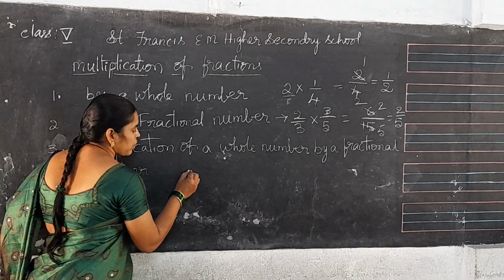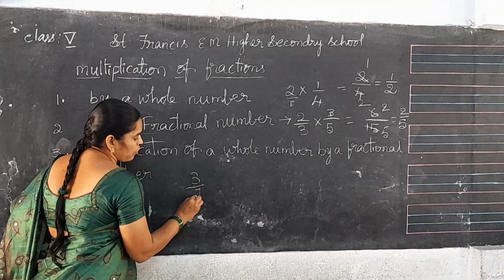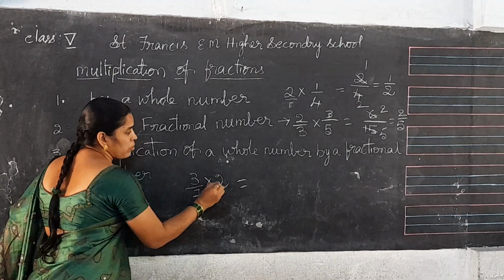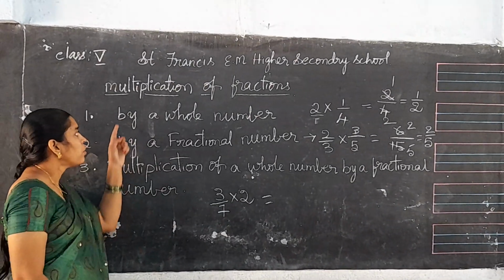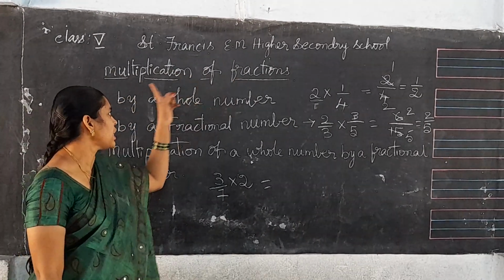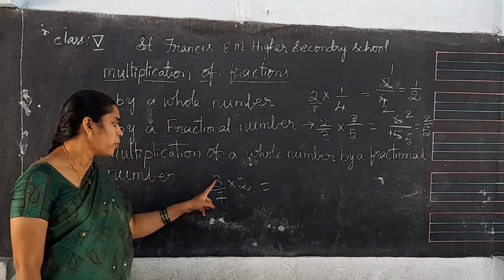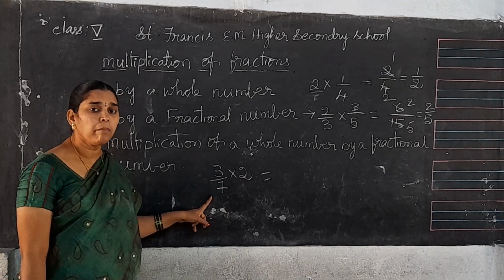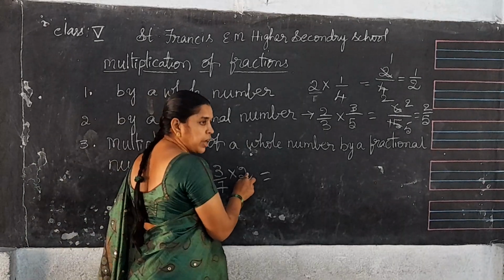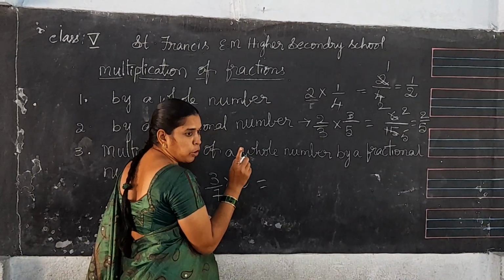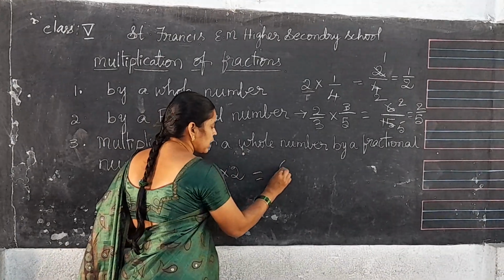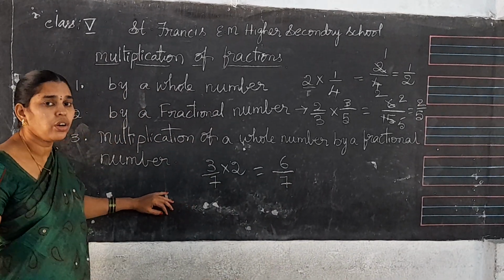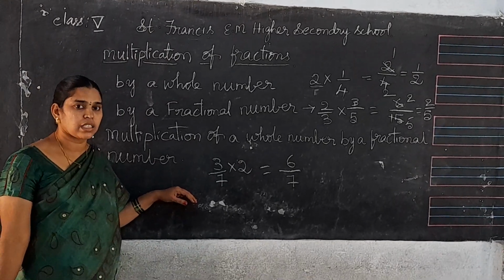So suppose see 3 by 7. You are going to multiply by 2. This is a whole number. Same as multiplication of a fraction by a whole number. Same method. Numerator you should multiply by the whole number and write the same denominator. These two you should multiply and write the product in the numerator. 3 2s are 6 by 7. Okay. Like this we have to write. We will see now the exercises.